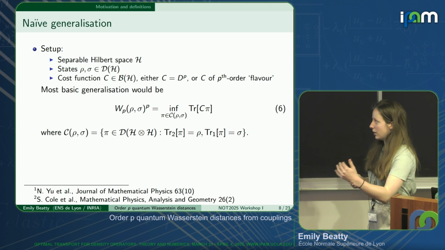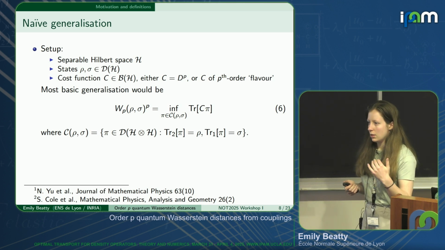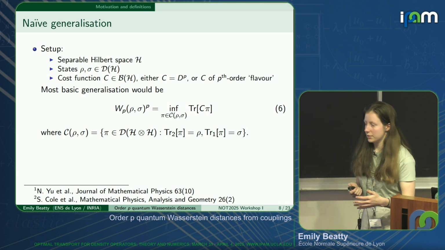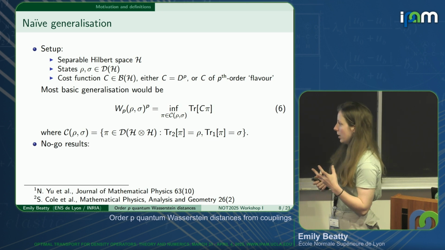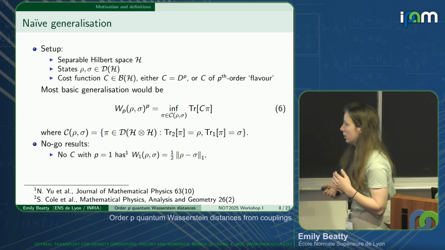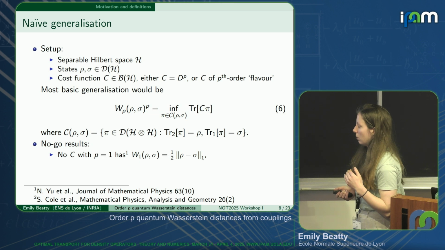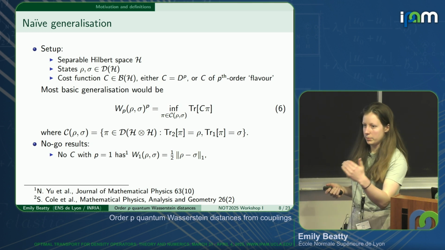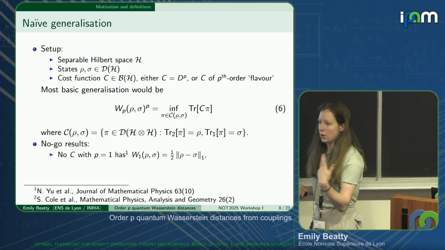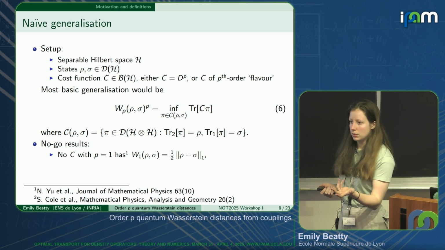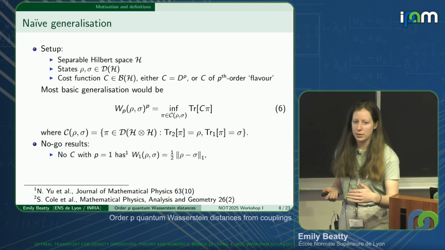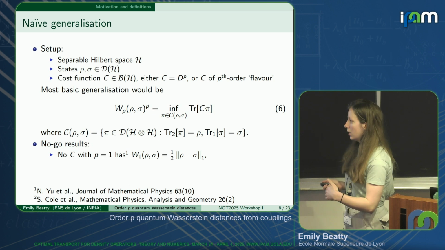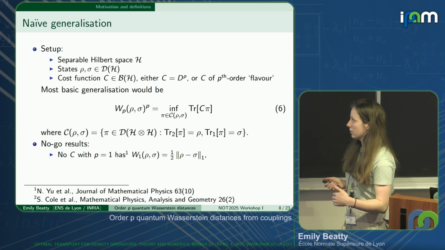Unfortunately, this naive generalization comes across a lot of barriers. In particular, it's been shown that no cost matrix actually recovers the trace distance property. This desirable trace distance property I was talking about, where you would hope that you could recover the quantum equivalent of the total variation distance. You can't do that with this method.